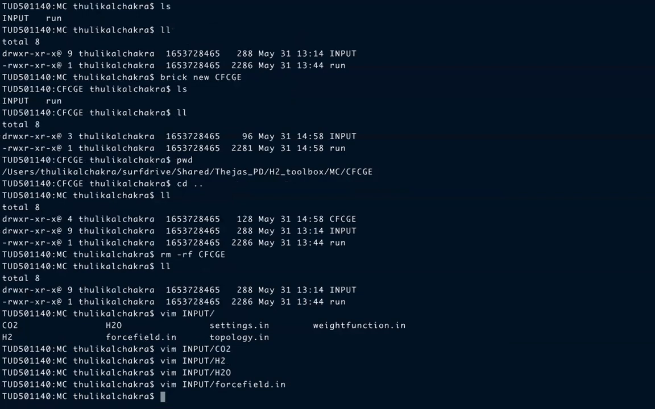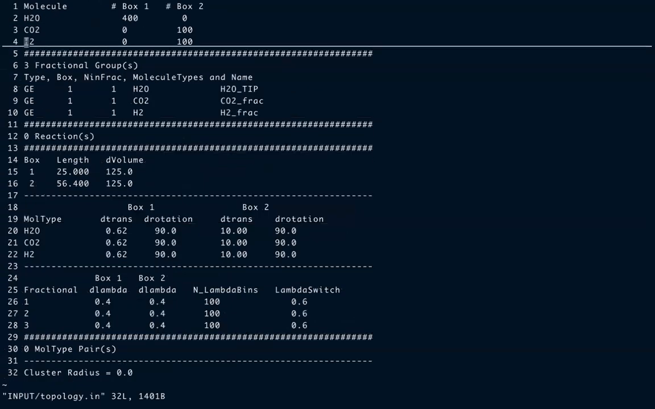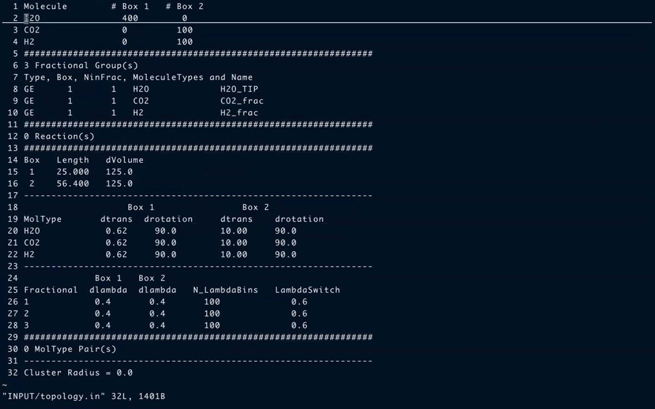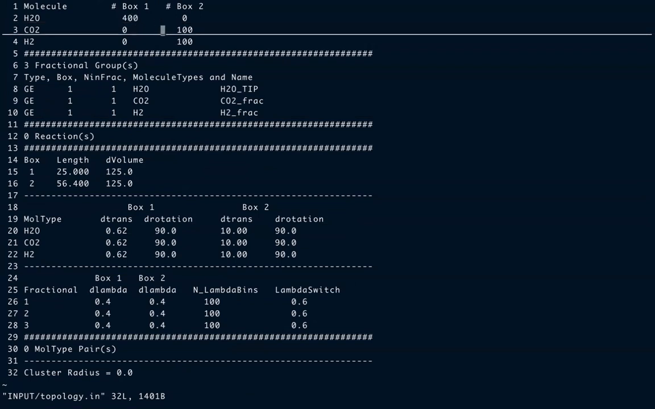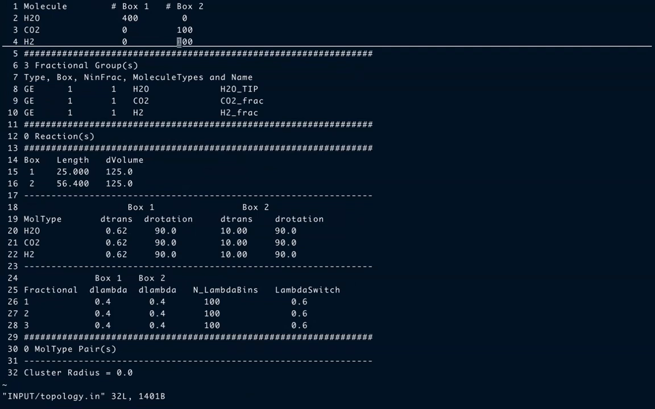So once you have specified the force field, you can then specify the topology. Now, in the topology, we specify how many molecules of each of these components should be in either of the boxes. For simplicity, as I said, I initialize box 1 as the dense phase box, and there are 400 molecules of water, and the gaseous phase consists of CO2 and H2. And I decide to put in 100 molecules of CO2 and 100 molecules of H2.